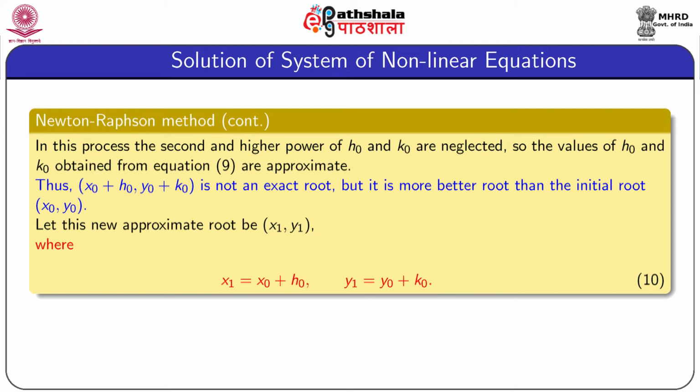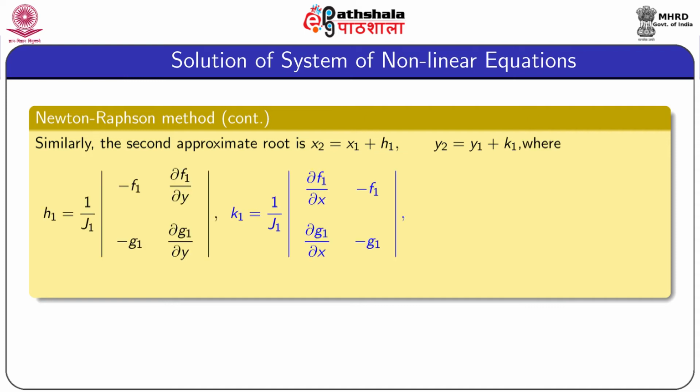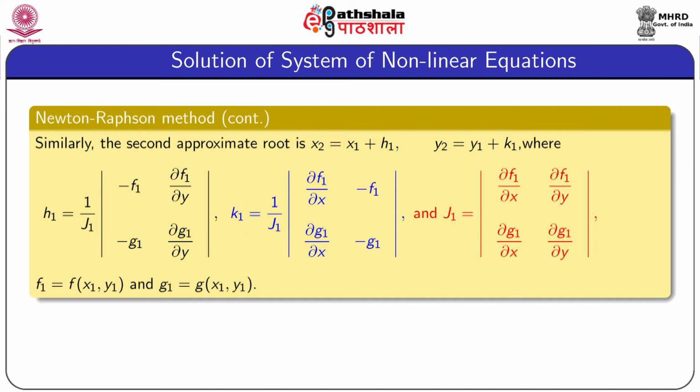So this is the first approximate value obtained by the Newton-Raphson method, where h0 and k0 are evaluated in the previous slide. Similarly, the second approximate root is given by x2 = x1 + h1, y2 = y1 + k1, where h1 is given by this expression, k1 is given by this expression, and J1 is the determinant of the coefficient matrix, where f1 is evaluated at the point (x1,y1), that means f1 equals f(x1,y1) and g1 equals g(x1,y1).